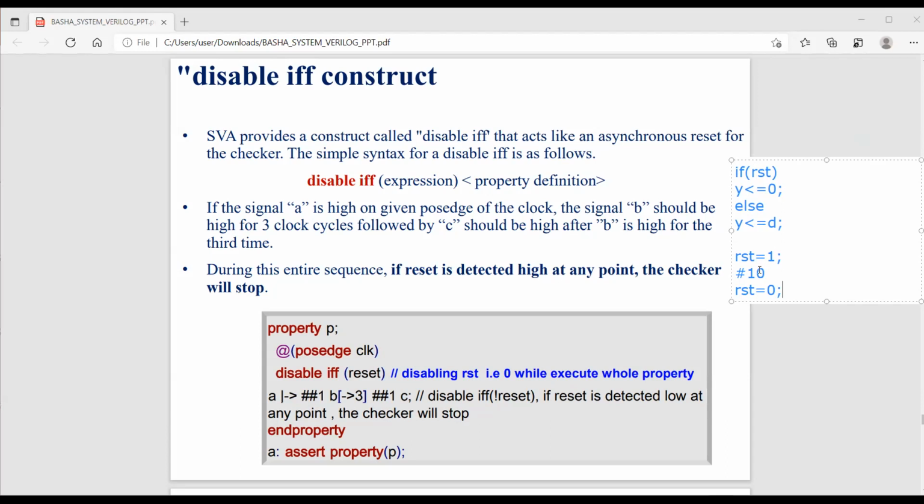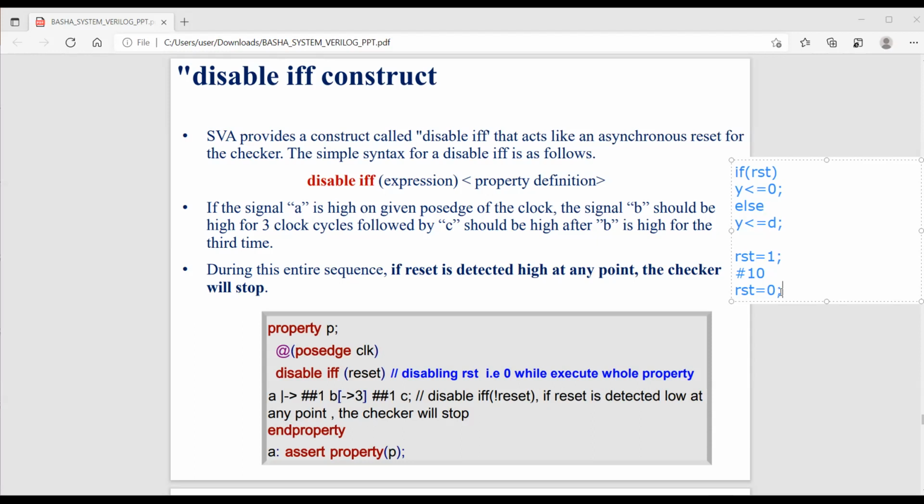Initially, up to 10 nanoseconds only, your reset is high. After that, until the end of your simulation, your reset will be zero, means it should be zero only. Again, if your reset becomes 1, your output will become 0, right? According to the condition. Right, so now you are checking a signal.